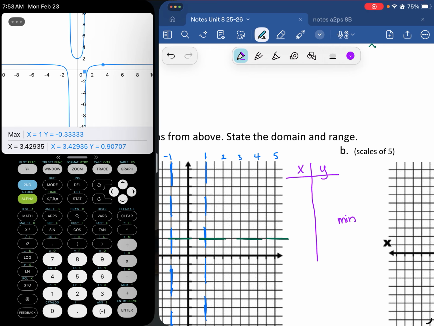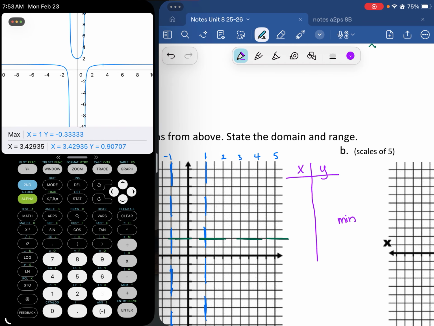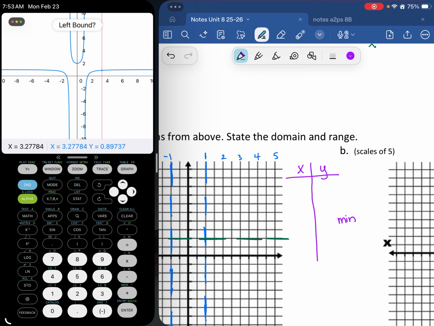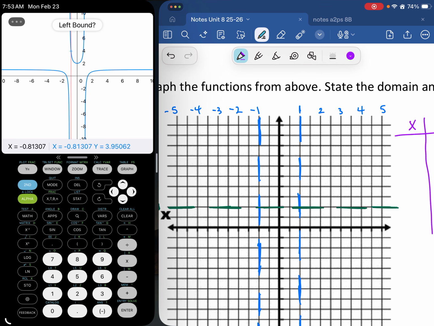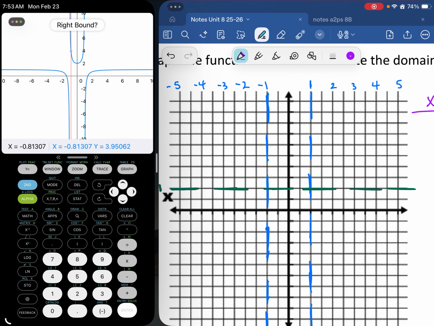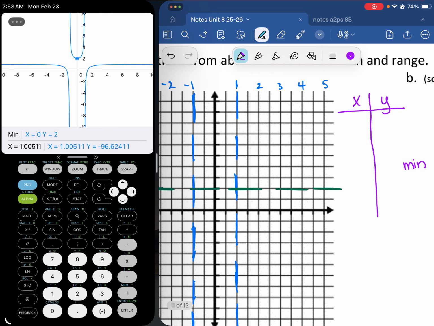Okay, so Casios, you're going to have to remember how to calculate out your values. Second calc, min of 3. And what you have to do is arrow over until you get onto that min. Okay, and you still have to go on the left bound. Okay, I'm going to hit enter. And then I'm going to go through the right bound, come here, enter, and it's at 0, 2.